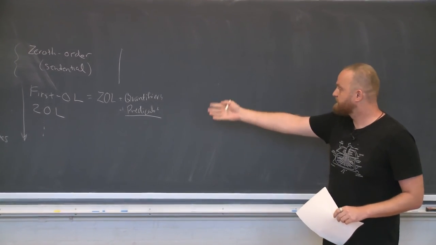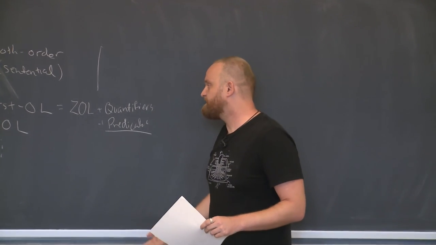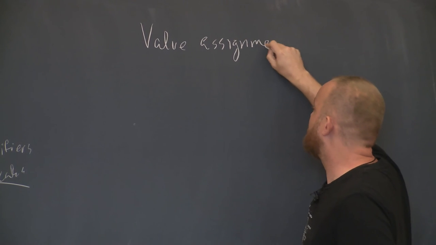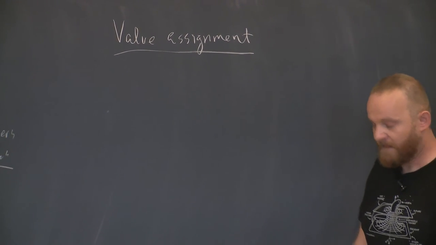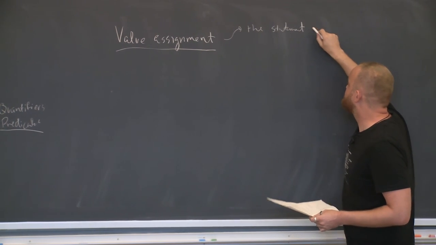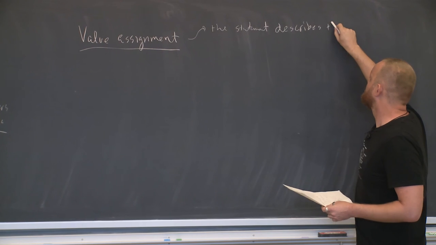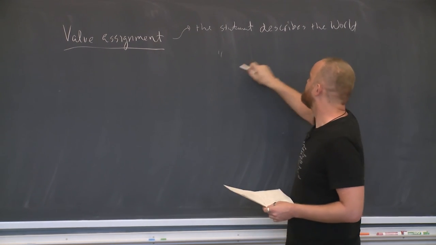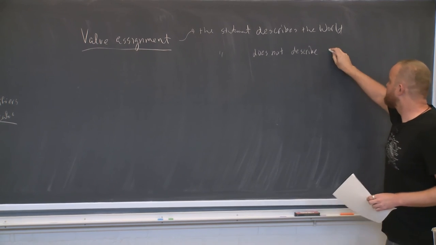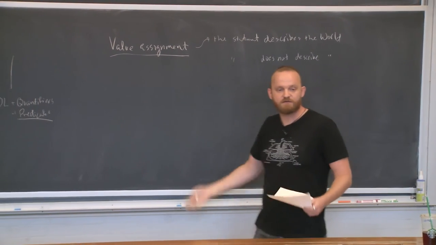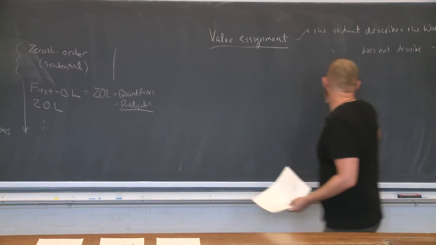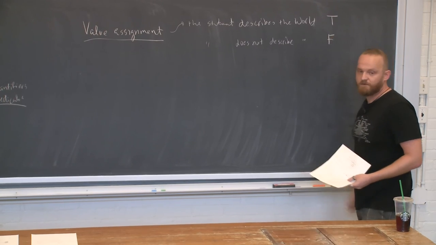All right, so we have this language with a whole bunch of statements in it. That's not enough though, okay? We need to have some sort of a value assignment on the statements in the world. And that value assignment can be thought of as the statement describes the world, or the statement does not describe the world. So every single statement, we can apply a value judgment to it and say, well, yeah, this statement is a description of the world, or the statement is not a description of the world. Typically, we'll simply refer to these as true and false.